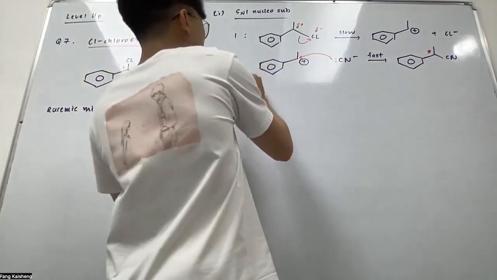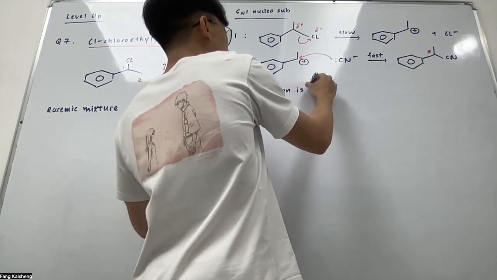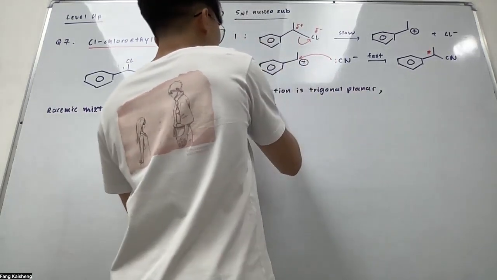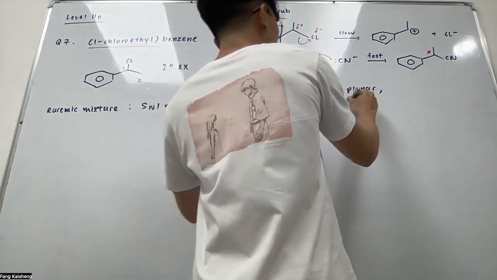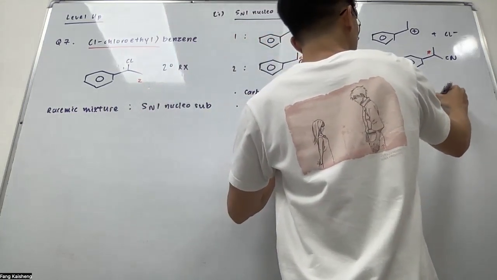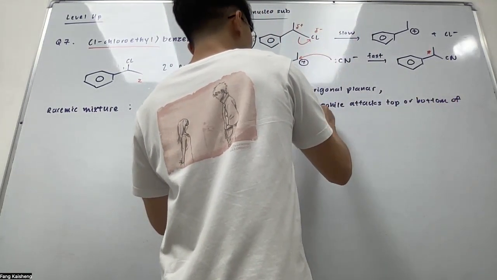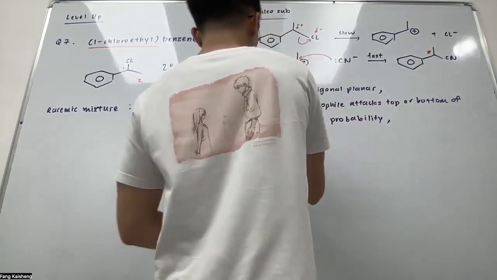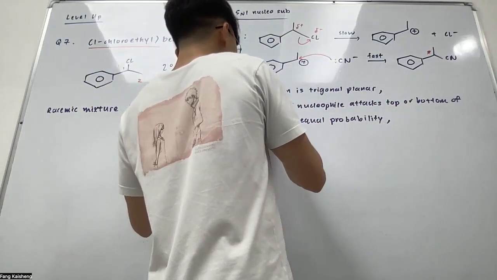So the first keyword is the carbocation is trigonal planar. If it's trigonal planar, then the nucleophile can attack from the top and the bottom. In this case, go and write the correct nucleophile. So you attack from top and bottom with equal chance. Eventually, you will form a racemic mixture.